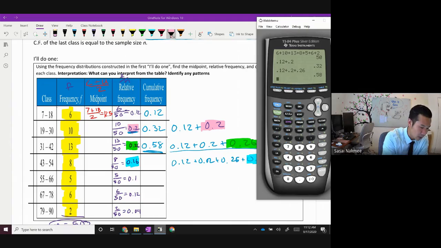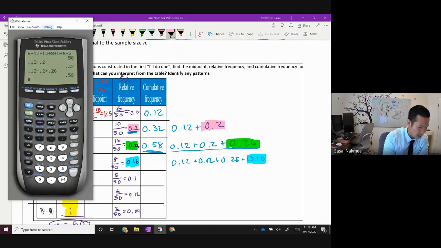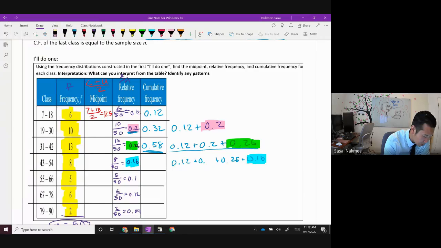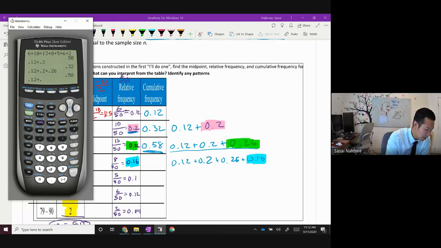So let's go ahead and do this one now. I'm going to move this over here so it's easier to see. This one now is going to be 0.12 plus, I write down 0.02, that should be 0.2, right? 0.2 plus 0.26 plus the next one now, 0.16. And I add that up, and that gives me 0.74.